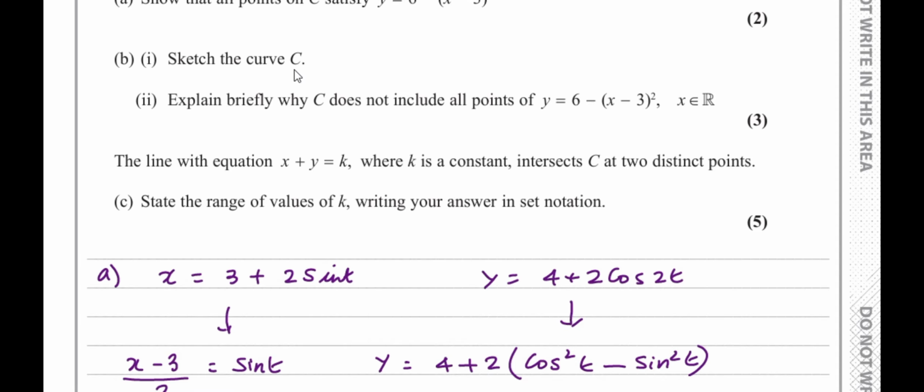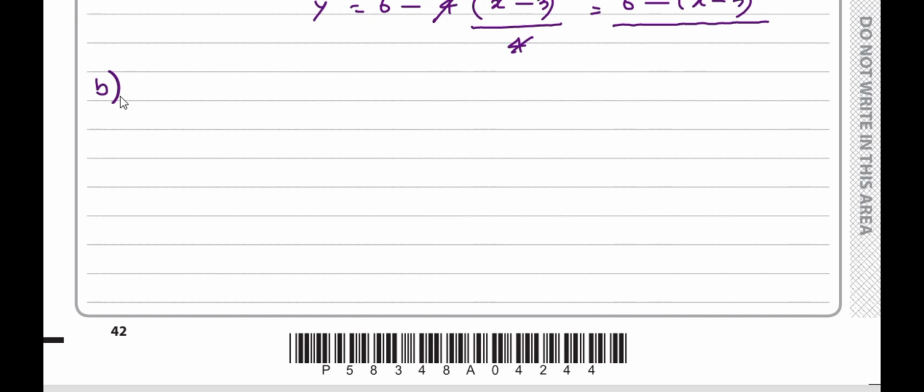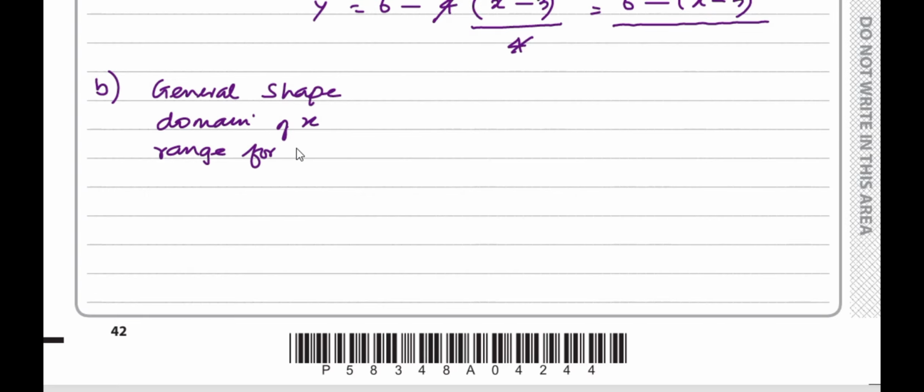Part B. Sketch the curve C and also explain briefly why C does not include all points of y equals 6 minus (x minus 3) squared, where x belongs to the set of real numbers. Now the strategy for sketching out any curve is first determine the general shape of the curve. Second, the domain of x. The range of y. Okay, any turning points, any roots, etc. These are the things that we need to draw any curve.